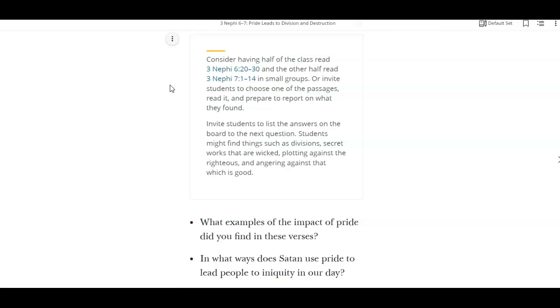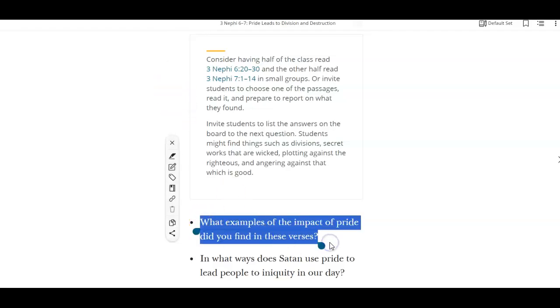You divide your class in half, assign the first scripture block to group A and the second scripture block to group B, and you may want to print the question from the manual right here for the students to refer to as they independently study their assigned scripture block. And alternatively, you could display that reference and these two references and the question on a slide.